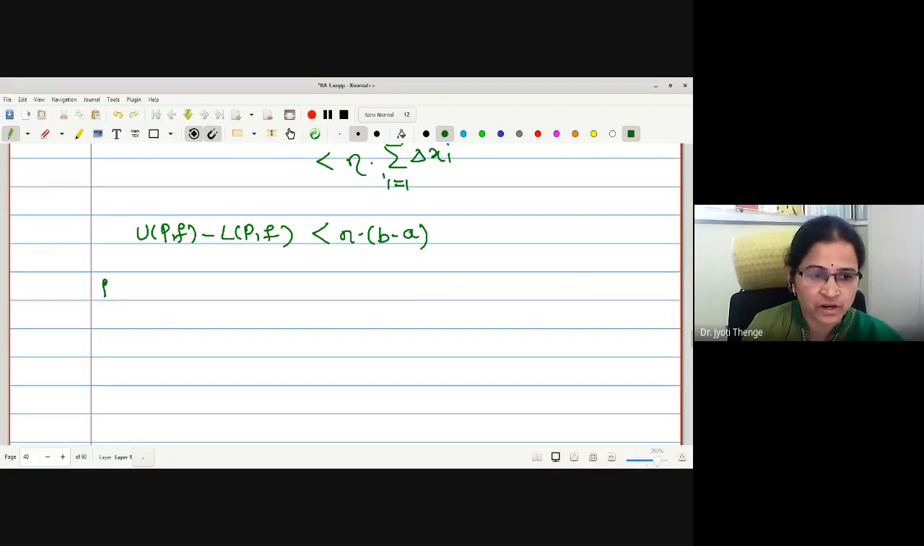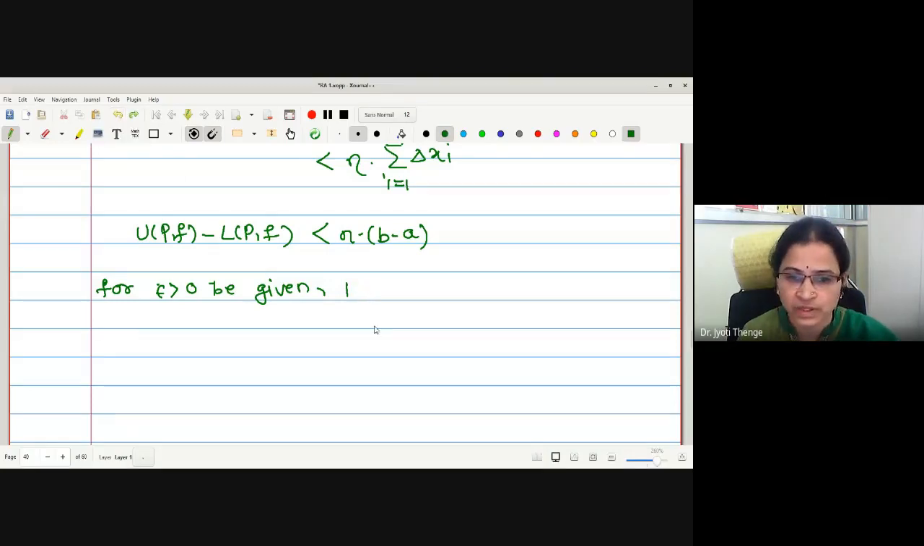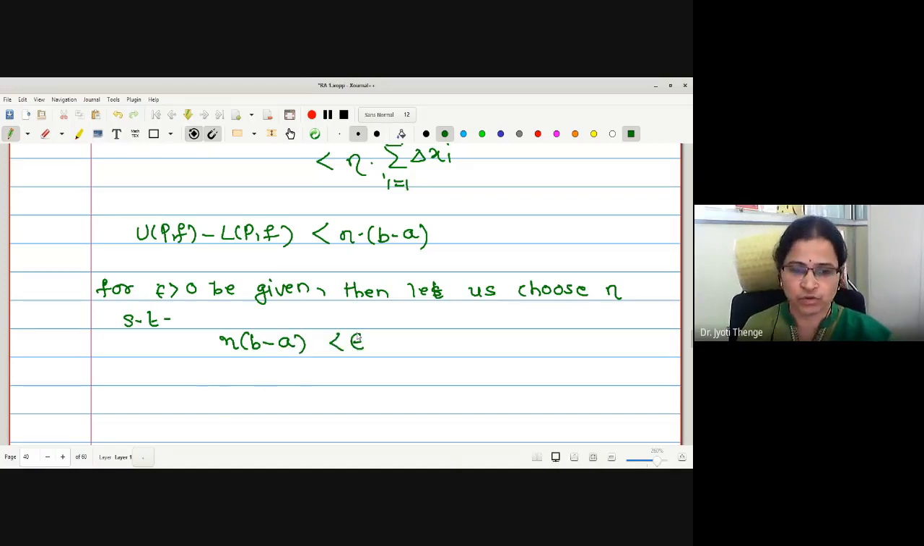Therefore, here I will write, for epsilon greater than 0 be given, then let us choose eta which we have written initially itself. Let us choose eta such that, what such that? Eta times b minus a is less than epsilon. We want to select a number.